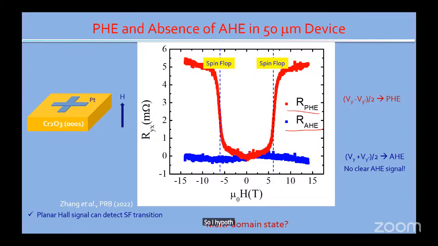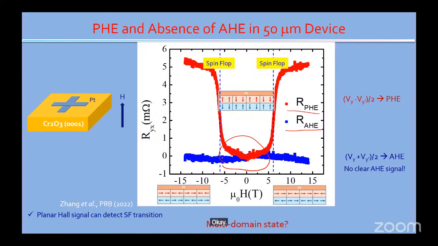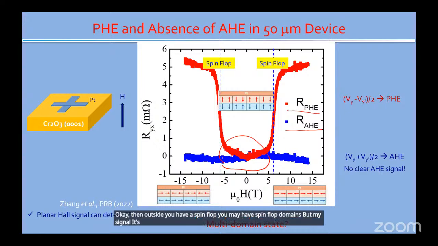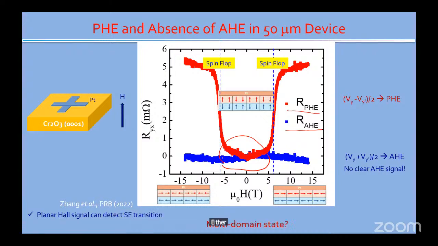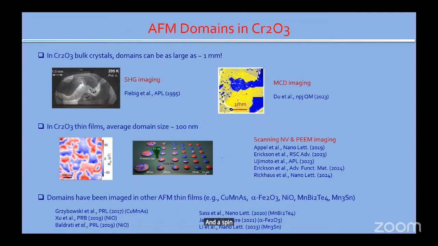So I hypothesize that in this region, we have a multi-domain state. So you have up-down domains. You have near complete cancellation in this field range. Then outside you have a spin flop. It may have spin flop domains, but my signal is not sensitive to either in the planar Hall or anomalous Hall. I'm not sensitive to that. So I have multi-domain up and down below the spin flop transition, and spin flop domains possibly above.